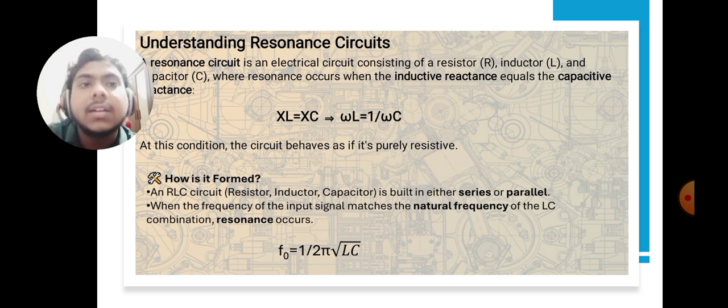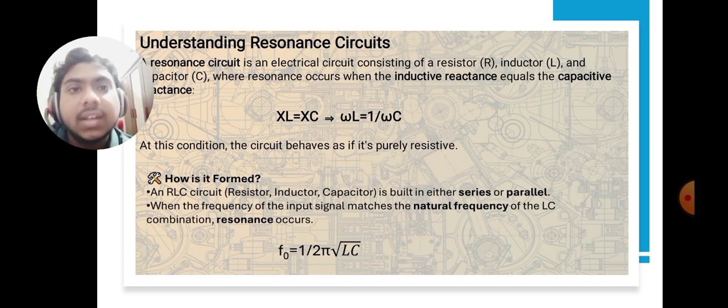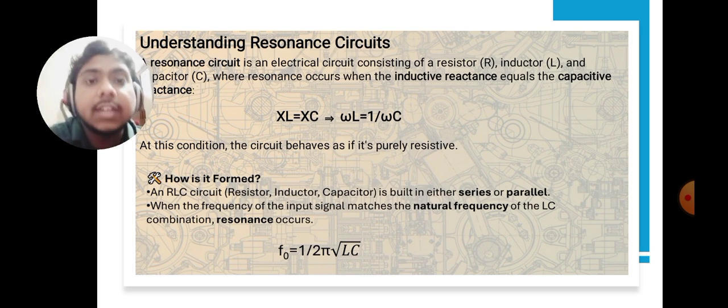Now let's come to the fundamental part of understanding resonance circuits. A resonance circuit is an electrical circuit consisting of a resistor, inductor, and capacitor, just as the name suggests, where resonance occurs when the inductive reactance is equal to the capacitive reactance. The reactances cancel each other out, the circuit's impedance becomes purely resistive, and voltage and current are in phase, thus the power factor becoming 1, and energy is continuously oscillating between the inductor's magnetic field and the capacitor's electric field. From the figure, we can understand it better, so let's go to the next slide.